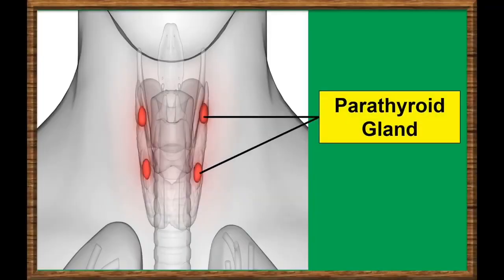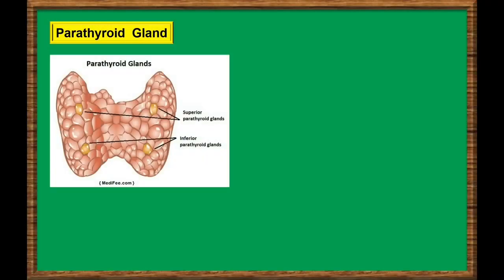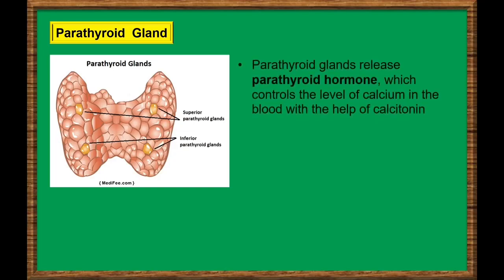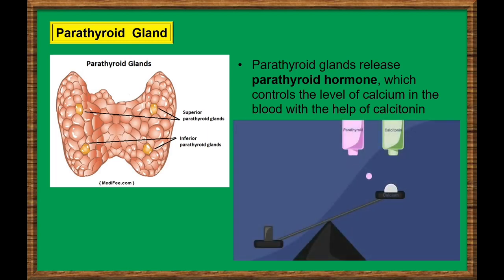Parathyroids. Attached to the thyroid gland are four tiny glands that work together called the parathyroids. They release parathyroid hormone, which controls the level of calcium in the blood with the help of calcitonin, which the thyroid makes.